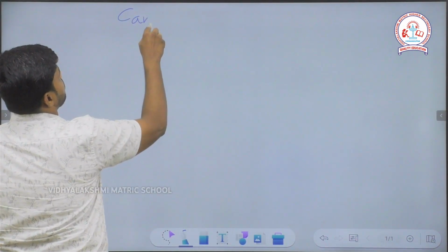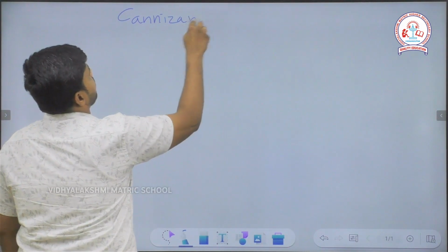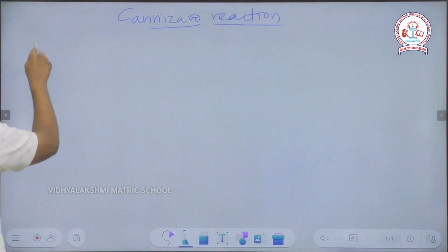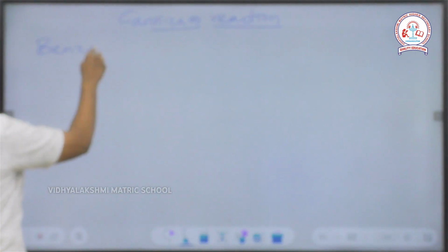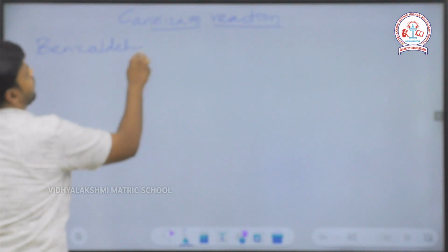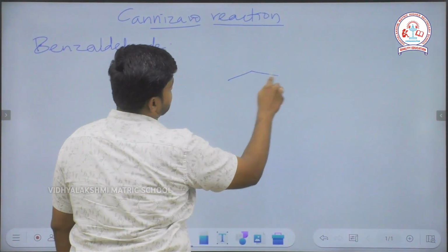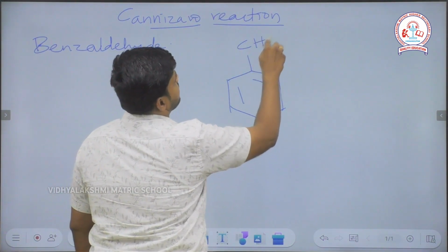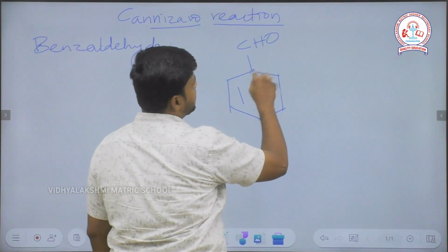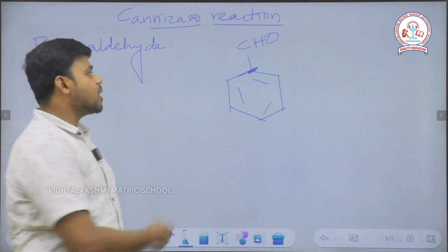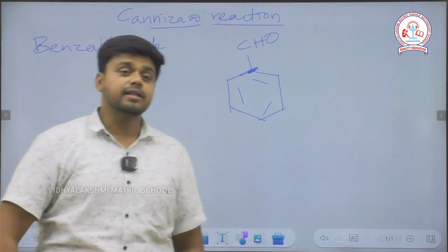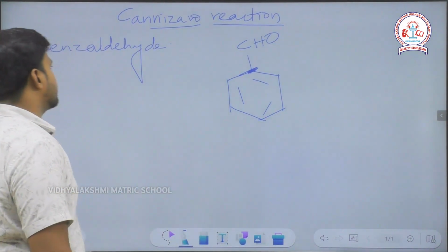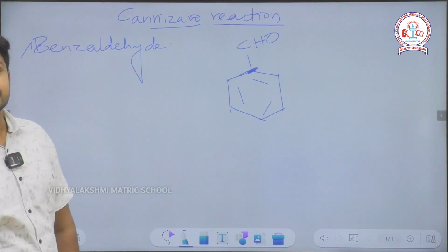The Cannizzaro reaction involves benzaldehyde. If you look at the structure of benzaldehyde, it doesn't have any alpha hydrogen, because the hydrogen present in this position has been replaced by CHO. So there is no alpha hydrogen. We can conclude that an aldehyde which does not have an alpha hydrogen will undergo the Cannizzaro reaction mechanism. So it's better to choose benzaldehyde as a reactant.